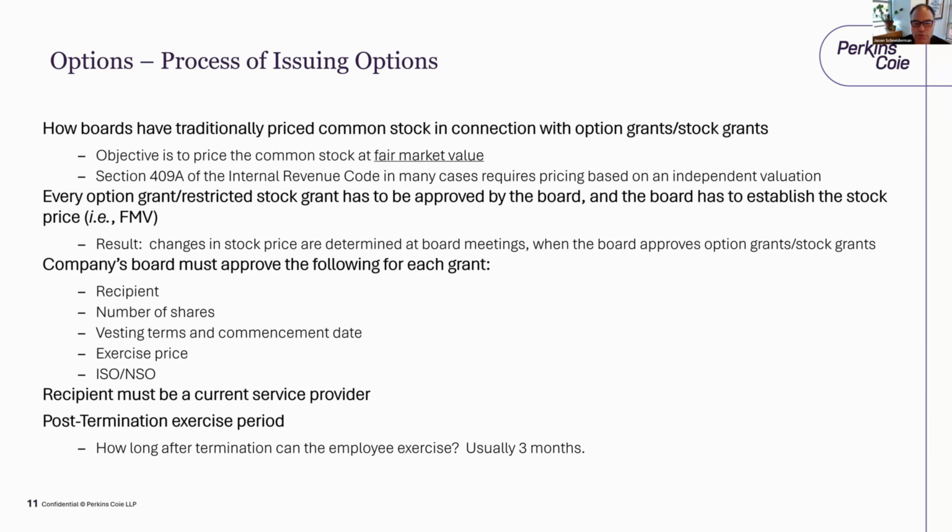Then the board will approve who's getting the shares, the number of shares, the vesting terms. Typically there's a vesting start date, and 4-year vesting with a 1-year cliff is the most common. And then ISO or NSO grant, which we'll get to in just a sec. But again, the recipient must be providing services at the time of grant.